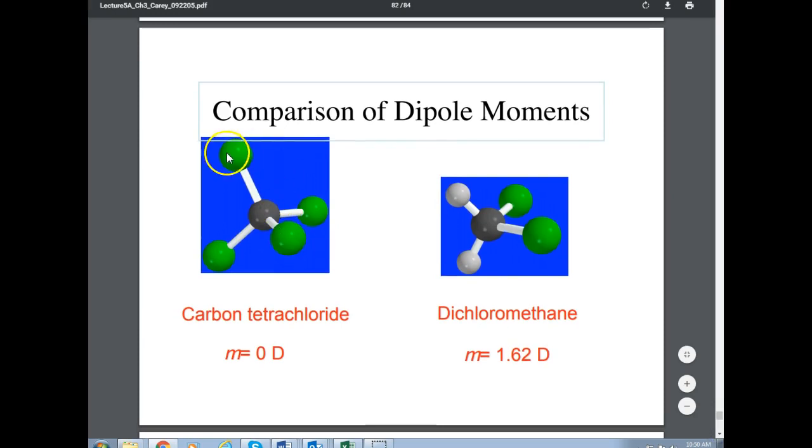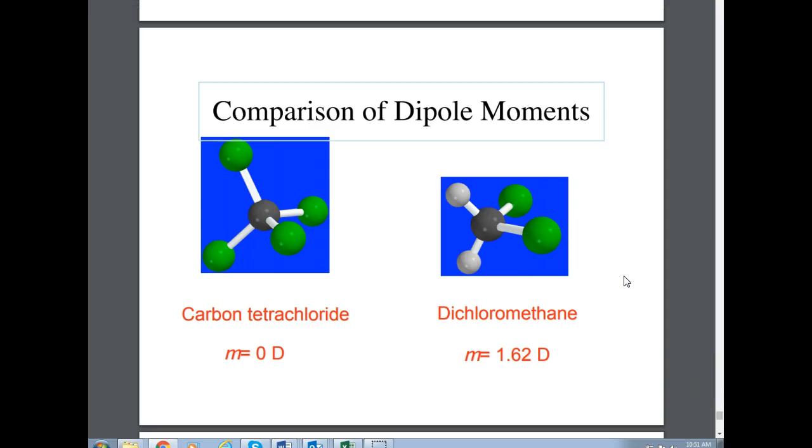So carbon tetrachloride has 1 carbon and 4 chlorines here. All these bonds are polar, but because of the three-dimensional shape, it has no dipole. This one, however, dichloromethane, has 2 chlorines and 2 hydrogens. So this molecule has a dipole. This side is very electronegative, and this side is electropositive. So the partially positive side and the partially negative side mean this molecule as a whole has a dipole moment. It's polar. So we can either say it has a dipole moment, or we can say it's polar.